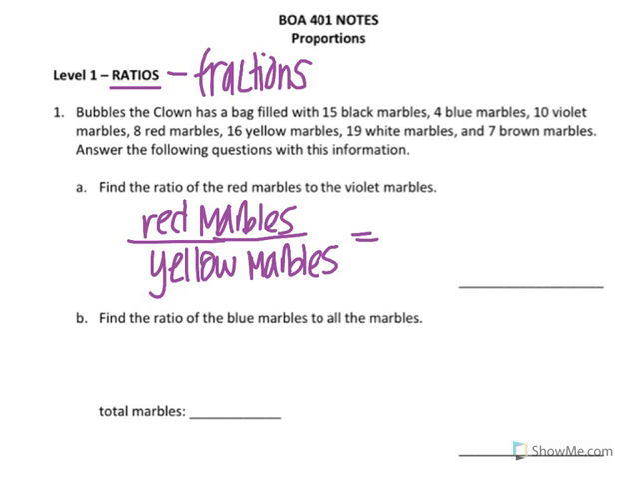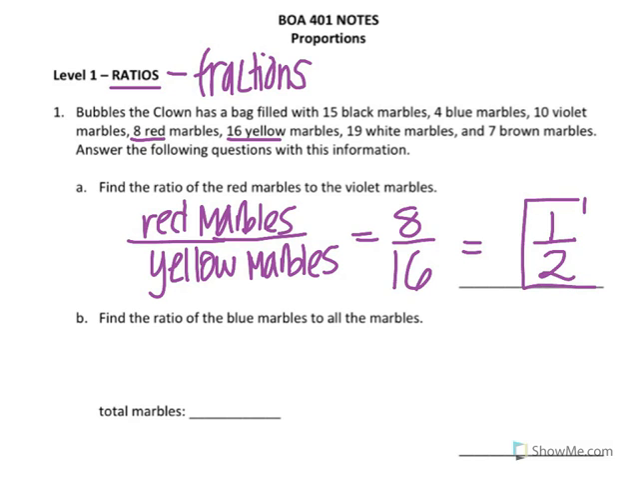So here, if we're looking at our red marbles, we're going to be talking about 8 red marbles to 16 yellow marbles. Now, of course, when we have a fraction, we always need to remember to reduce. So our simplified ratio is 1/2.